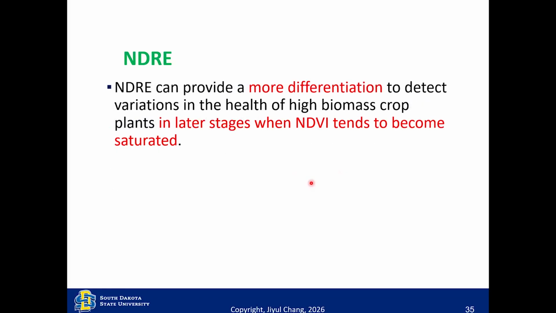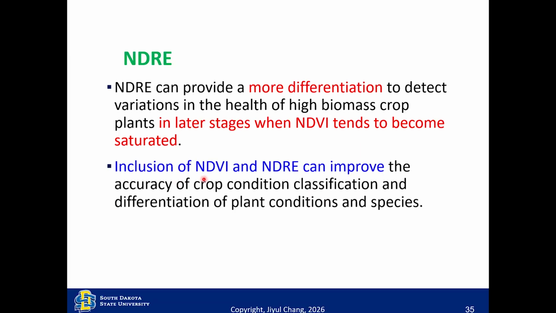So we need it in the end of the growing season, and then NDRE can be more differentiated. And so if we use the NDVI and the NDRE together, then we can make better decisions.